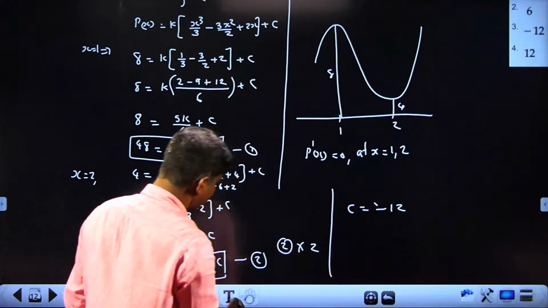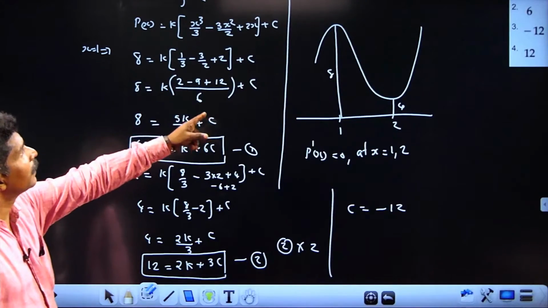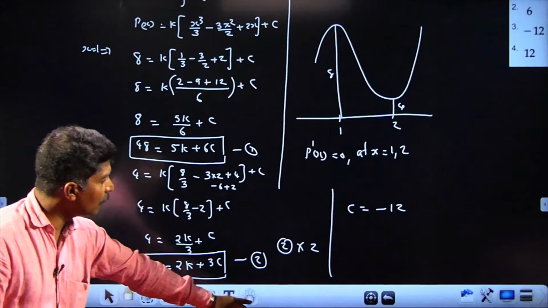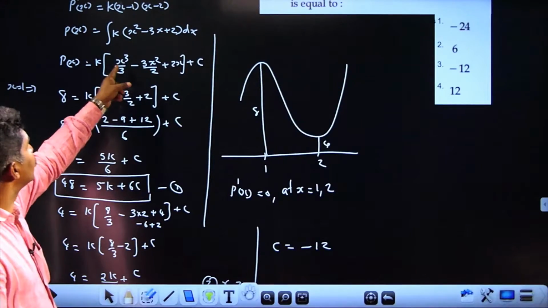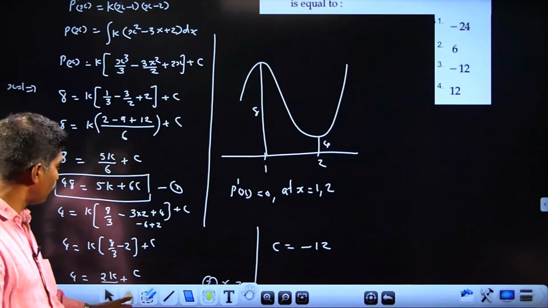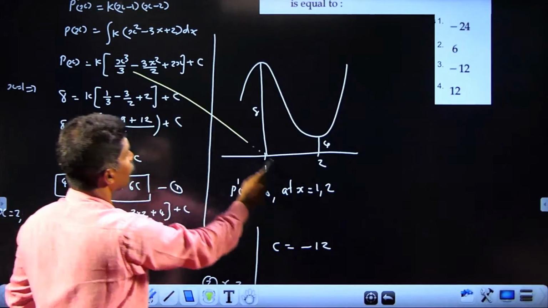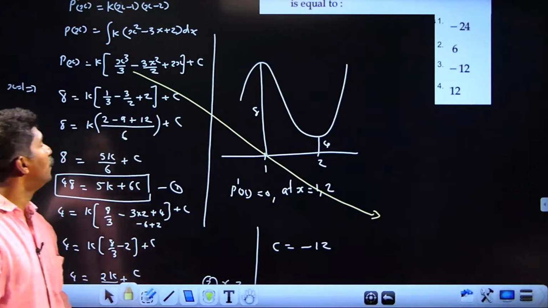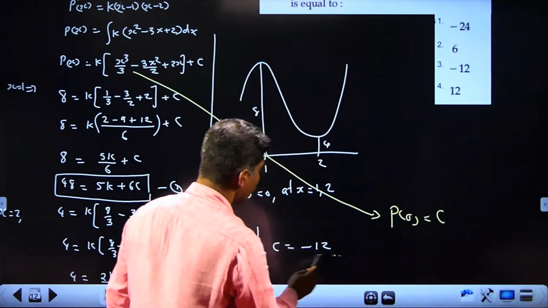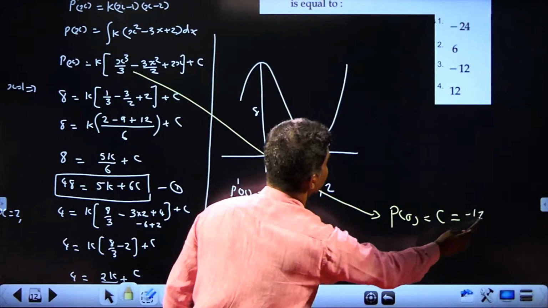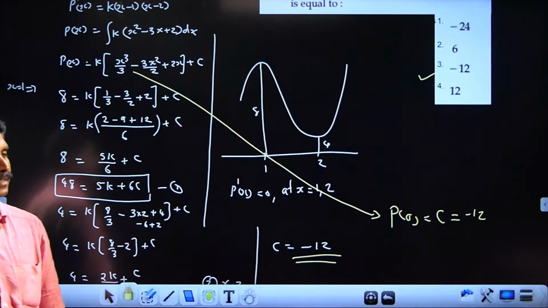Why am I saying C is equal to minus 12 only? Because we have to calculate P of 0. What is P of 0? Putting x equal to 0, P of 0 is equal to C. And that C you will be getting as minus 12. So the option is 3. Minus 12 is the answer. Negative 12.